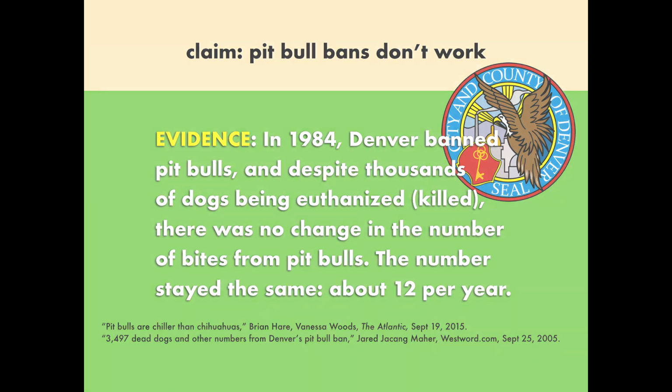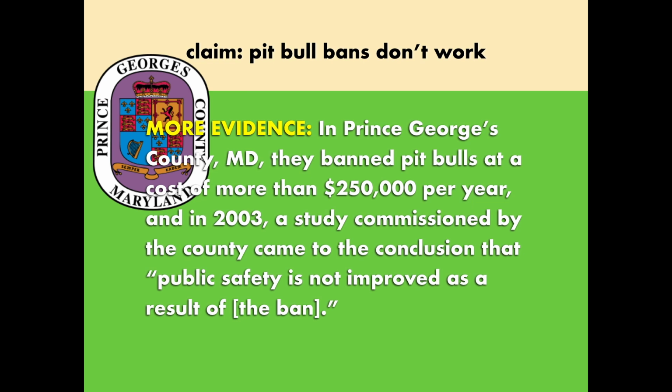It's often a good idea to include a second similar piece of evidence in the same paragraph. For example, you could point out that in Prince George's County, Maryland, they banned pit bulls at a cost of more than $250,000 per year. And in 2003, a study commissioned by that county came to the conclusion that, quote, public safety is not improved as a result of the ban, unquote. Again, cite your source. The Denver and Prince George's County examples are your supporting evidence.